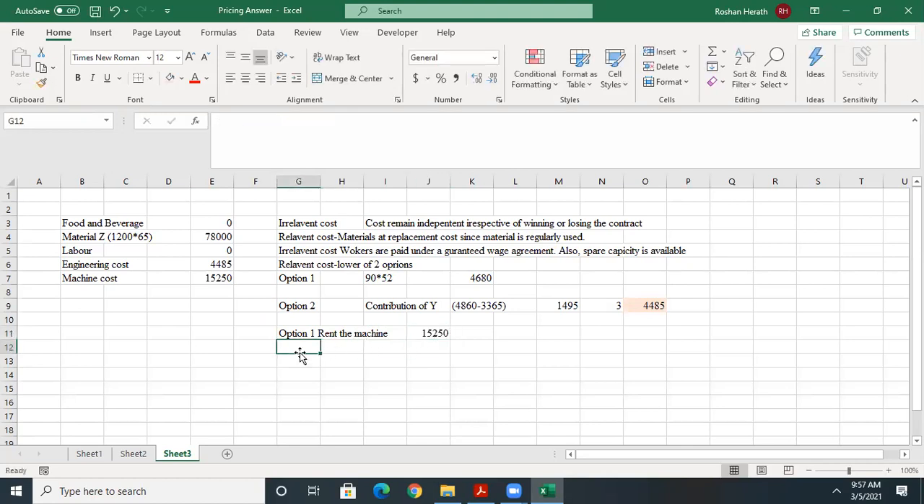The option 2. Option 2 එක you can buy and sell. Buy කරලා sell කරන්න පුළුවන්. 160,000 you bought them, 140,000 can sell them. So accordingly the cost is 20,000. So the lower of this is 15,250. So rationally you are taking that.